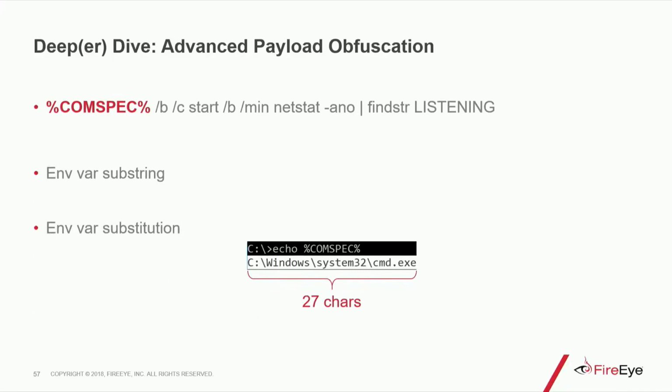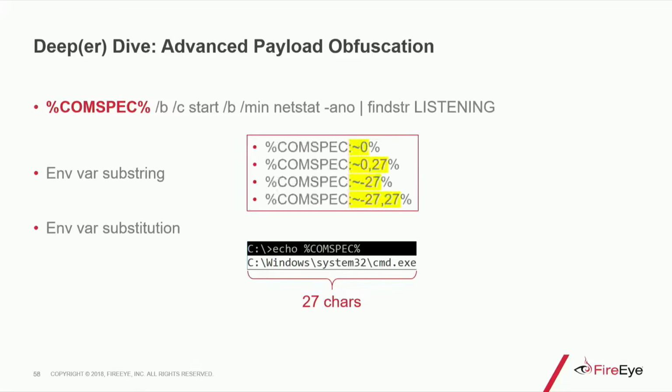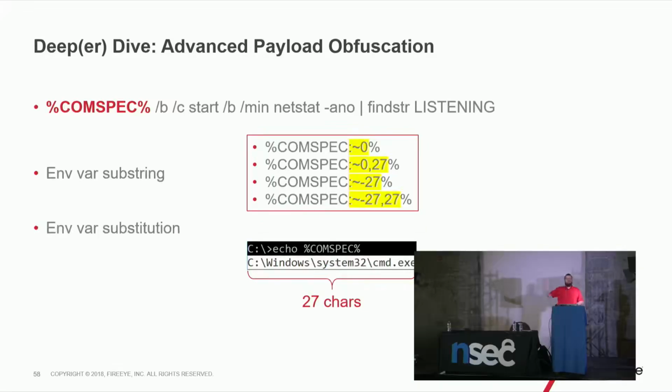So if you echo ComSpec, it's 27 characters and it's the full path to cmd.exe. So using substring syntax, we could say, hey, start from the 0th character and go out 27 characters and let's use that value. And it's going to be the full value. You don't have to specify how many characters to go out. If you don't, it will go out to the end. You can also do reverse indexes, so start from the end and go back 27 characters to start, and then go forward the rest of the way.